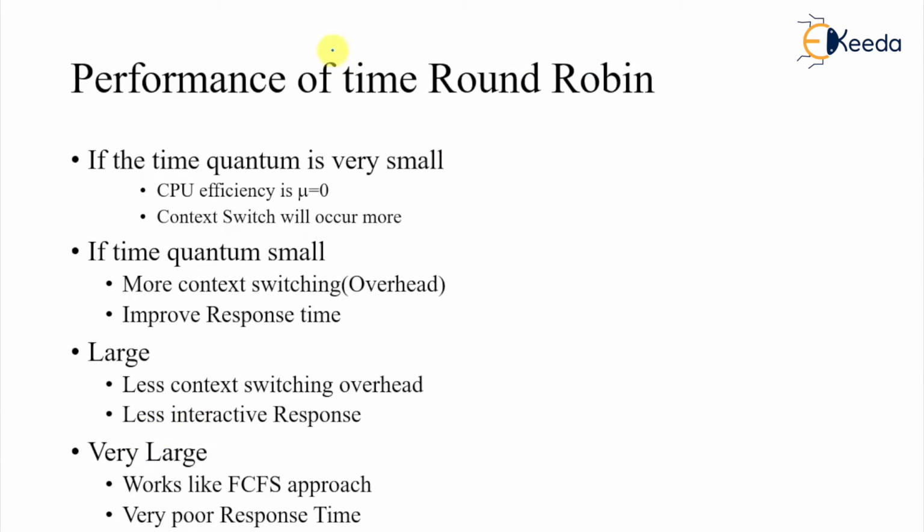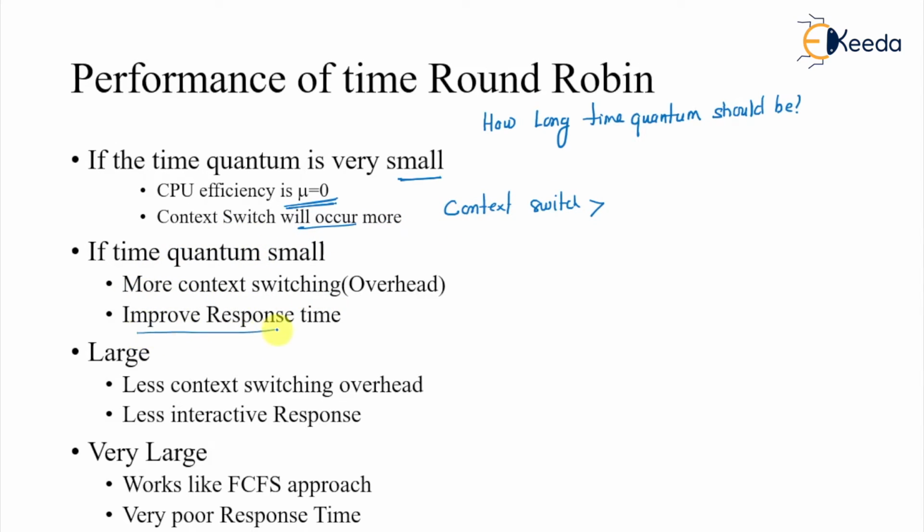Now, how long should your time quantum be? What should be the duration? This is a very critical question. Can it be very small? Can it be very large? If the time quantum is very small, then CPU efficiency will degrade. Why? Because with a too small time quantum, there will be more context switching, and the context switch time will be more. It improves the response time, but there will be a large overhead.